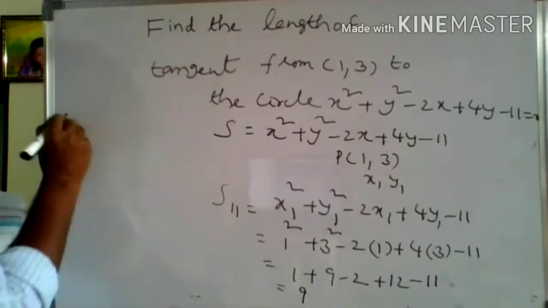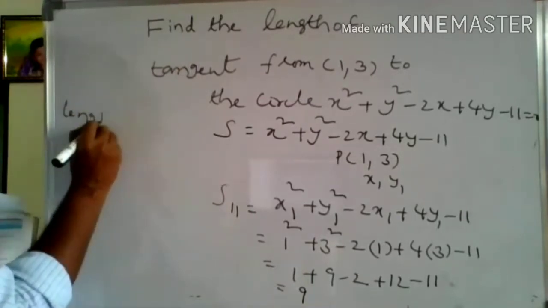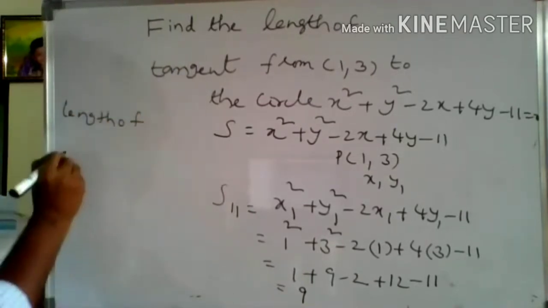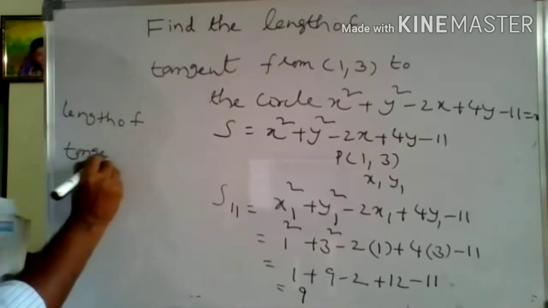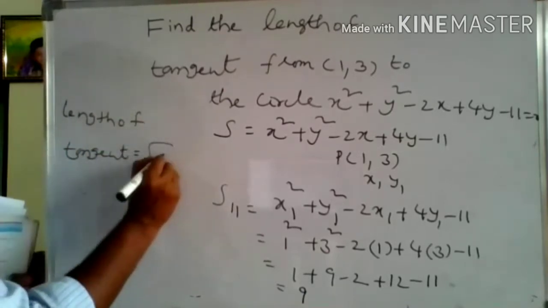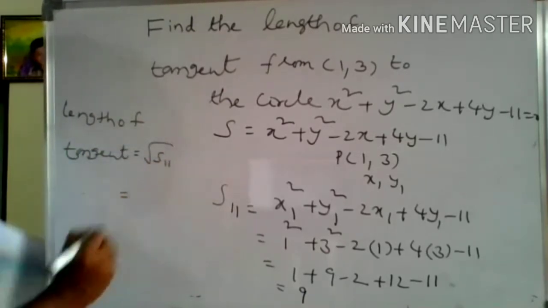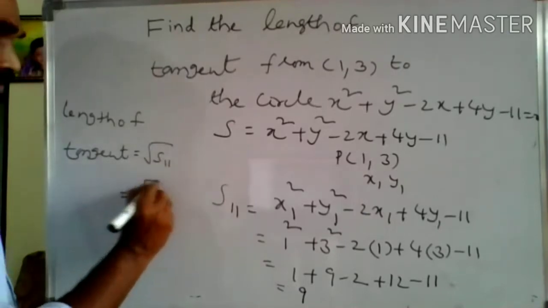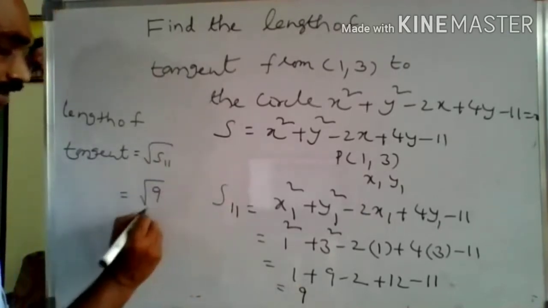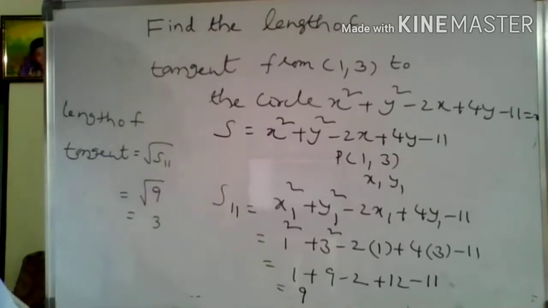So to find the length of tangent, length of tangent is √S11. √S11 = √9 = 3.